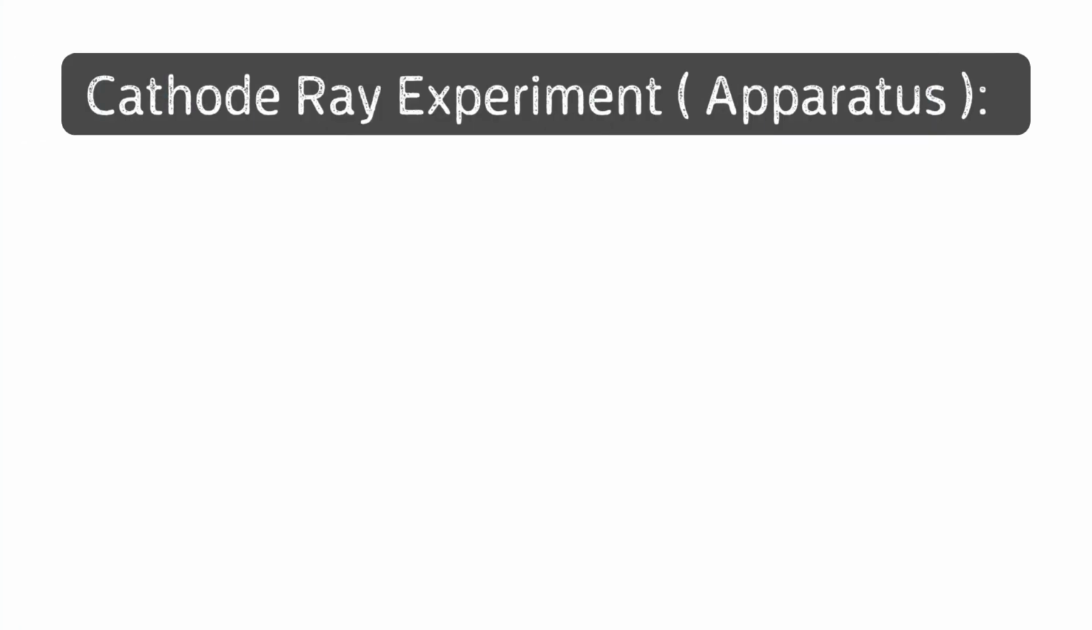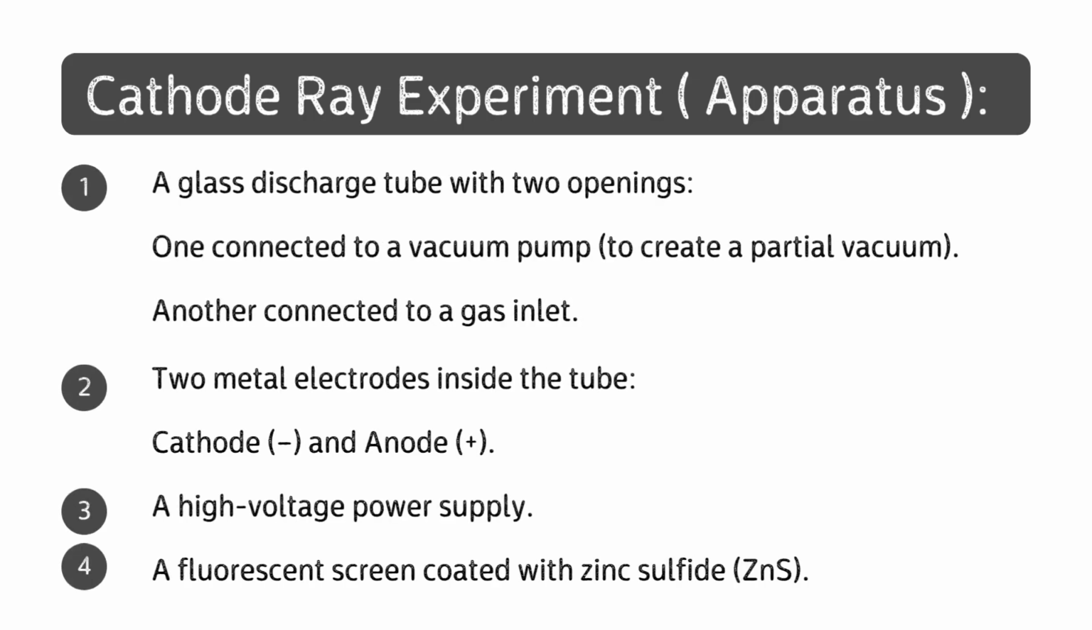Cathode Ray Experiment, Apparatus. A glass discharge tube with two openings, one connected to a vacuum pump to create a partial vacuum, another connected to a gas inlet. Two metal electrodes inside the tube, cathode with negative charge and anode with positive charge. A high voltage power supply. A fluorescent screen coated with zinc sulfide.